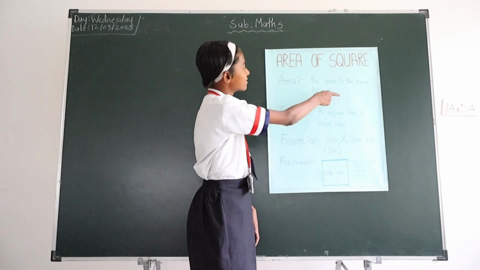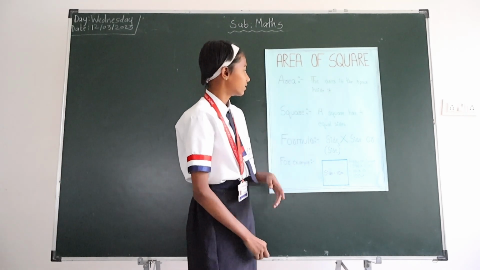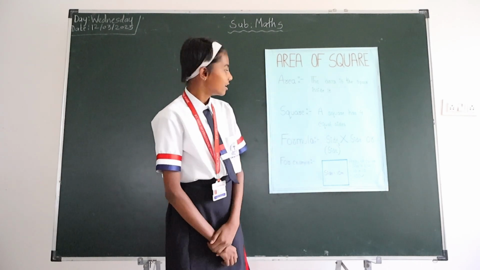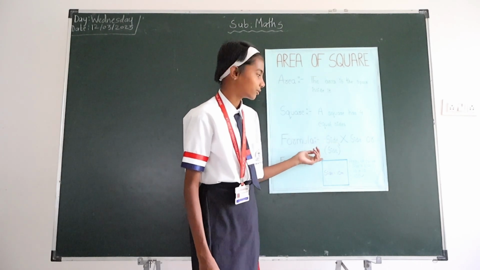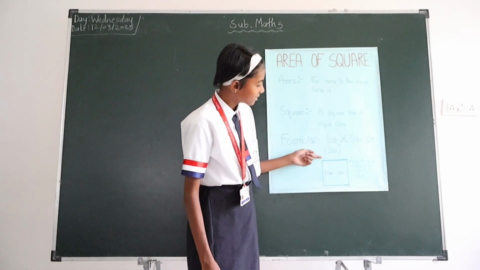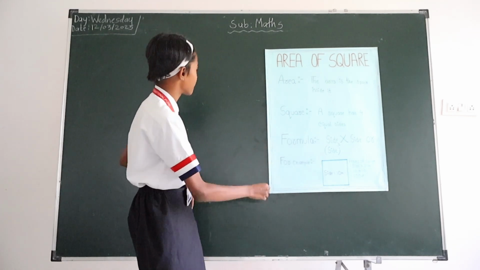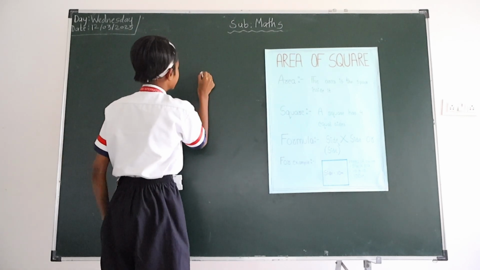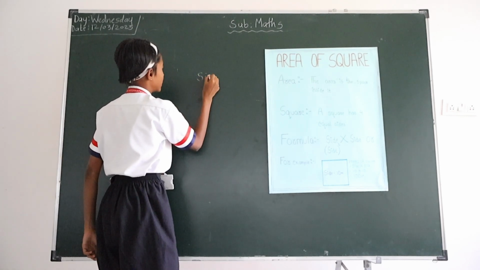My topic is area of square. The area is the space inside it. A square has 4 equal sides. The formula of area of square is side into side, or side square. So now let's see an example. This is a square and each side is equal to 10 meter. So first we will put the formula, that is side into side.